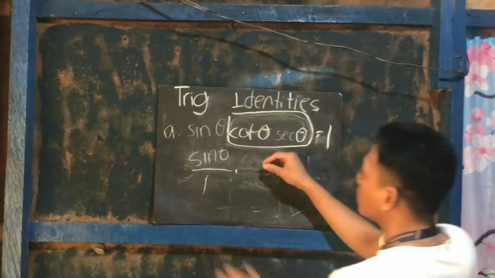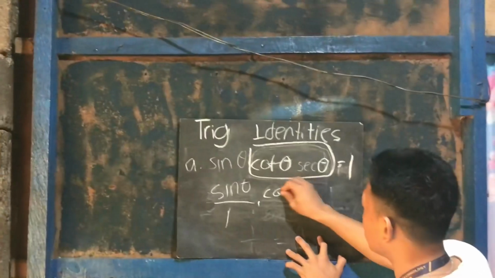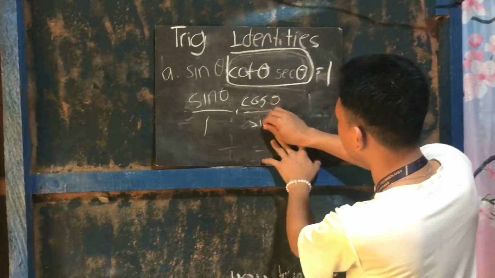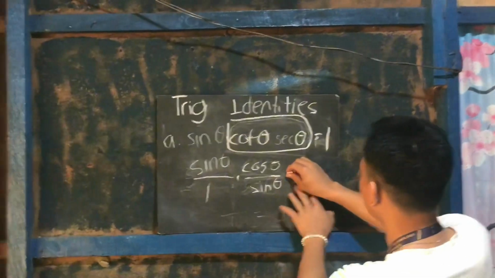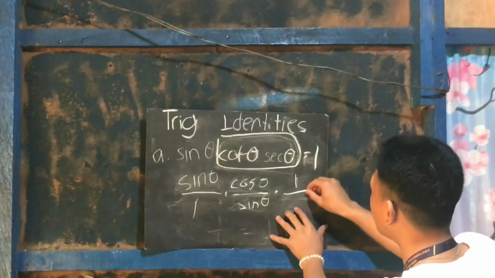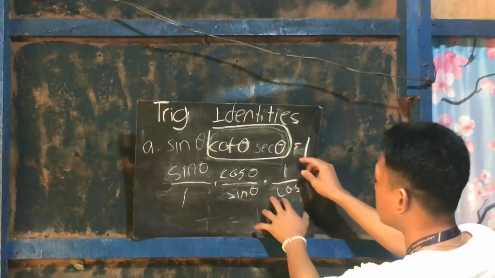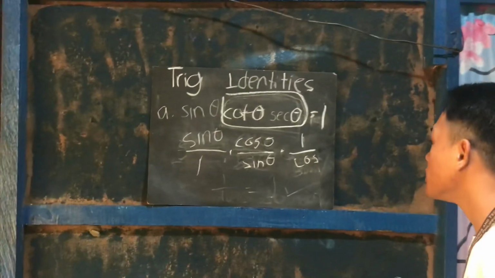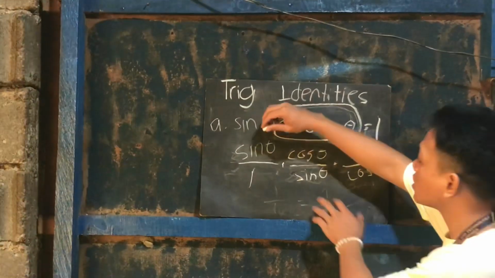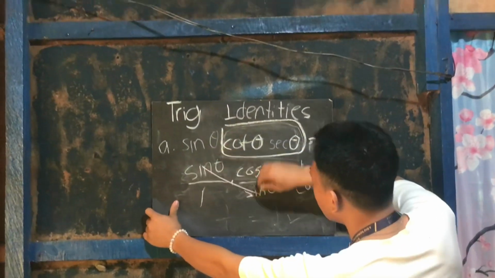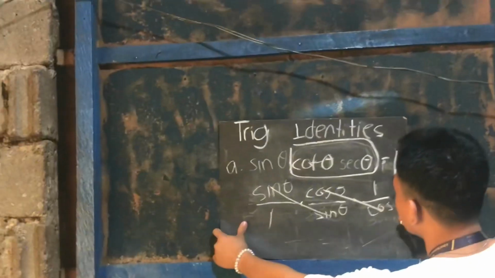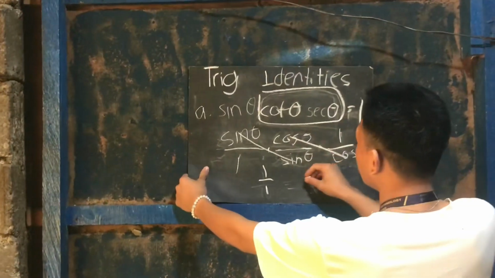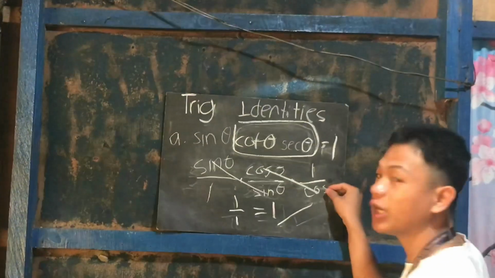Cosine theta over sine theta, and 1 over cosine. By solving this, we get the simplified result, where the hypotenuse equals 1. So that's our example of trigonometric identities.